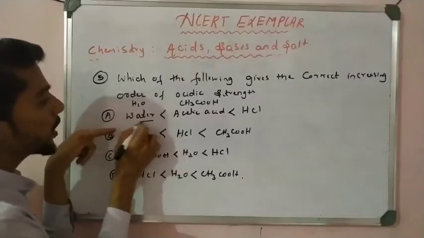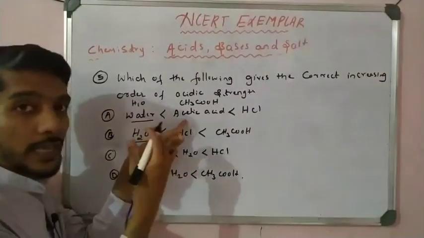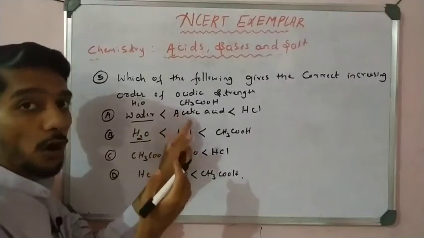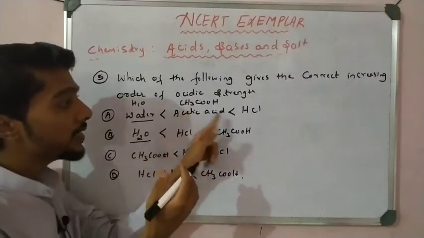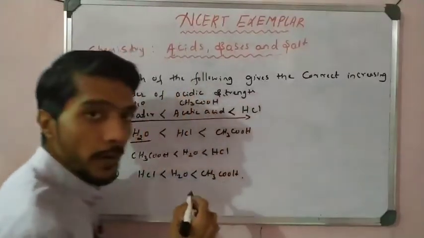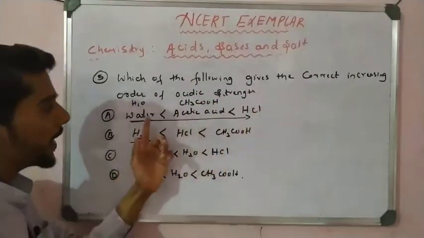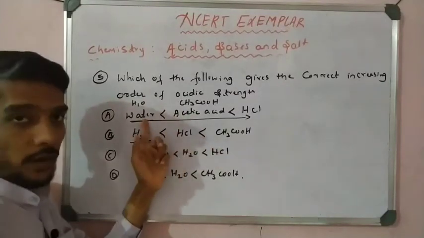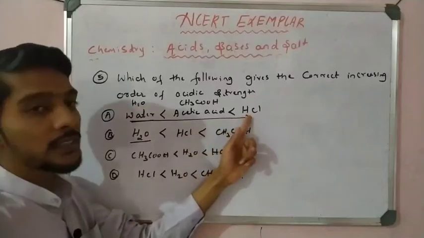Option A is almost water neutral and is acidic. Compared to water, acetic acid is strong, and compared to acetic acid, HCl is strong. Observe the first equation: the acidic character is increasing. Water is neutral, acetic acid is stronger than water, and acetic acid is weaker than HCl. So what happened?